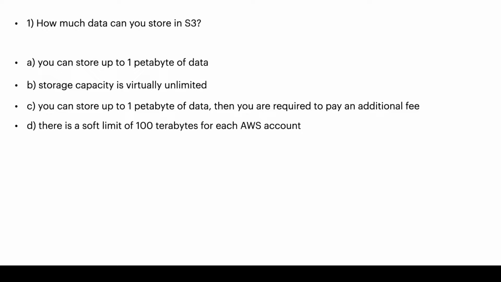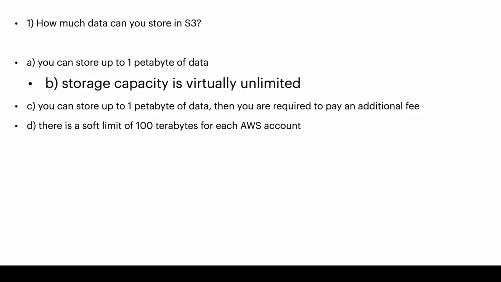The first question says, how much data can you store in S3? A. You can store up to 1 petabyte of data. B. Storage capacity is virtually unlimited. C. You can store up to 1 petabyte of data, then you are required to pay an additional fee. Or D. There is a soft limit of 1000 terabytes for each AWS account. So the right answer is B. Storage capacity is virtually unlimited.